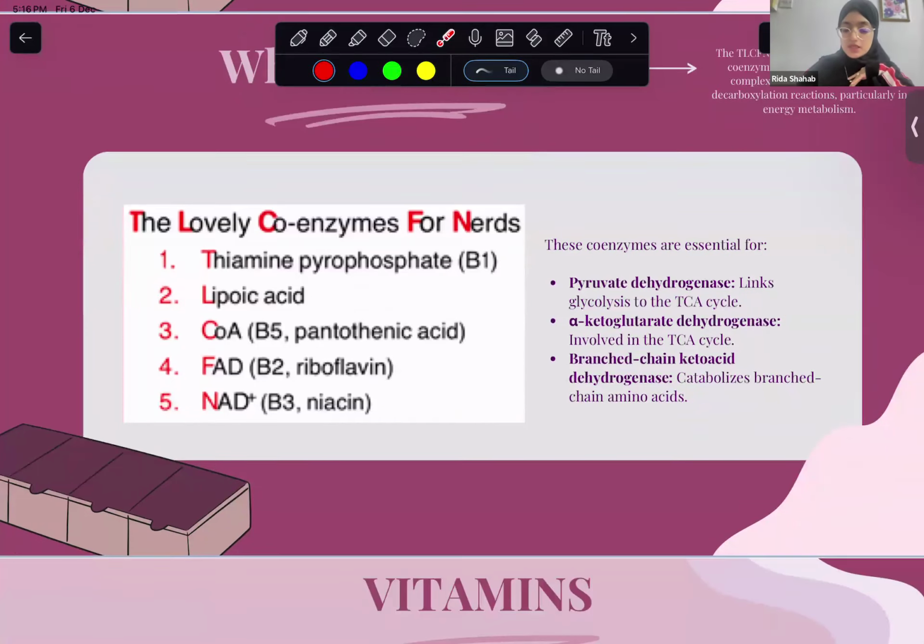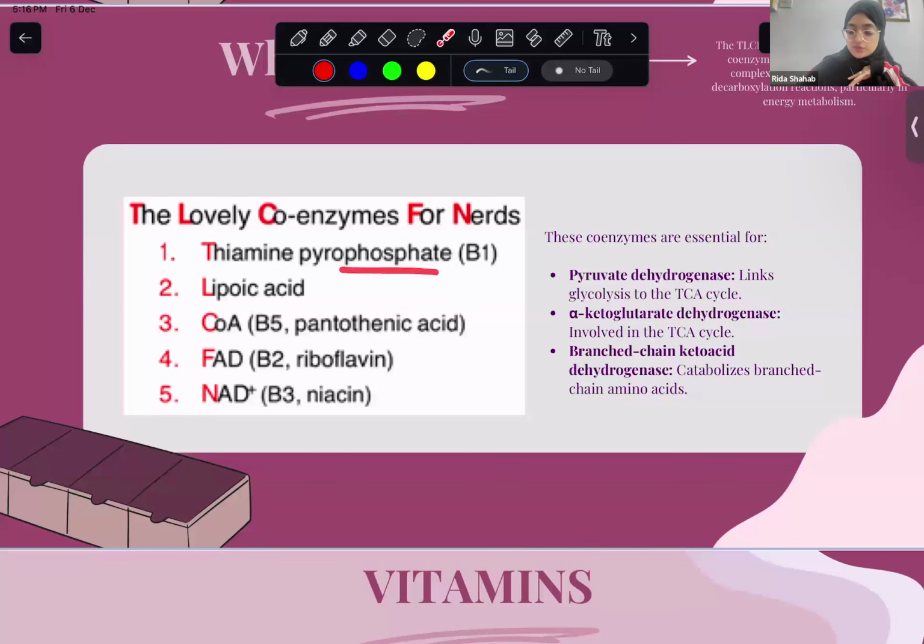The five coenzymes are thiamine pyrophosphate, which is B1, which we're going to discuss, lipoic acid, which is not a vitamin, so we're not going to be covering this, CoA, which is B5, FAD, which is B2, and NAD, which is B3. All five of these are very essential for these enzymes to work. Hypothetically, if one of these five is not working, these three enzymes are not going to work, because an enzyme needs a coenzyme to work. Pyruvate dehydrogenase, alpha ketoglutarate dehydrogenase, and branched chain keto acid dehydrogenase need these five coenzymes.